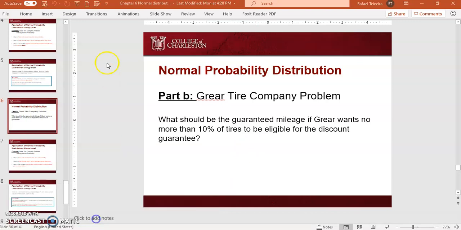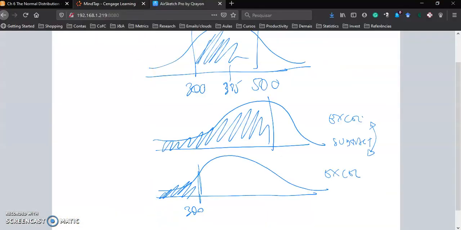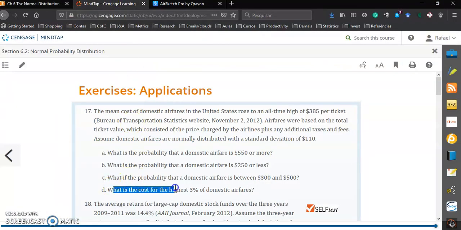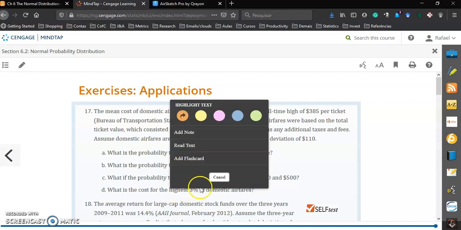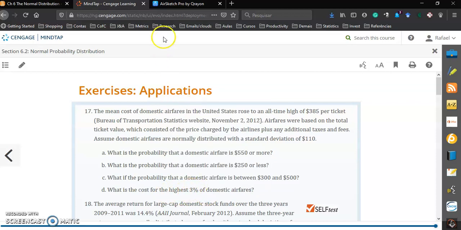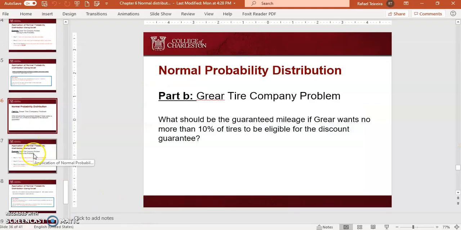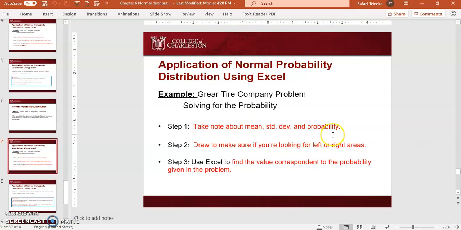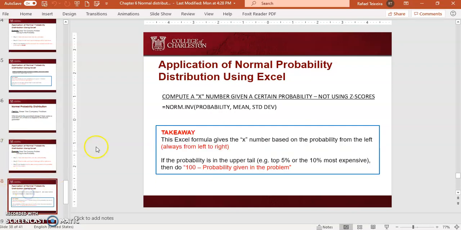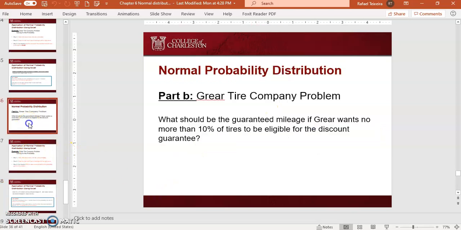This is very similar to this problem here. What is the cost for the highest 3% of domestic airfares? When you have this type of problem, we solve them also taking notes about the mean, standard deviation, and probability, drawing, and using Excel. And we're going to use this formula in Excel. Norm inverse, equal NORM.INV, and then the probability we want, the mean and standard deviation. Let me show you how to solve this problem here for the Greer Tire Company.